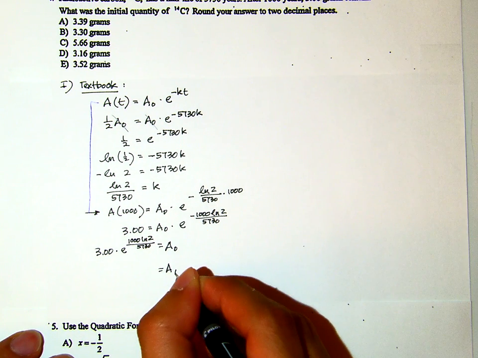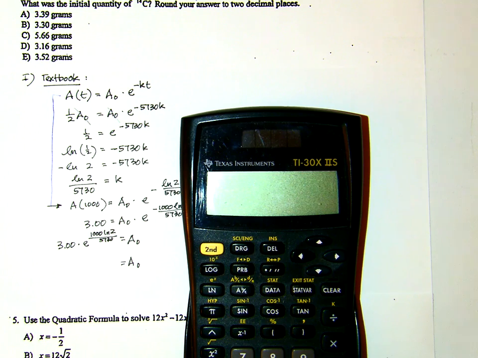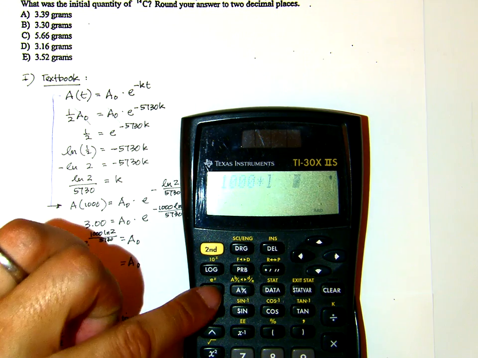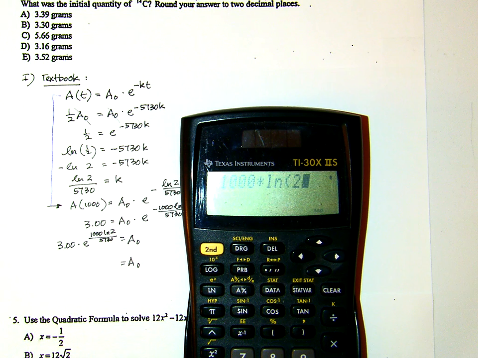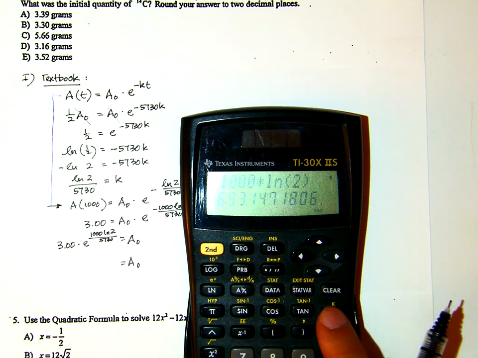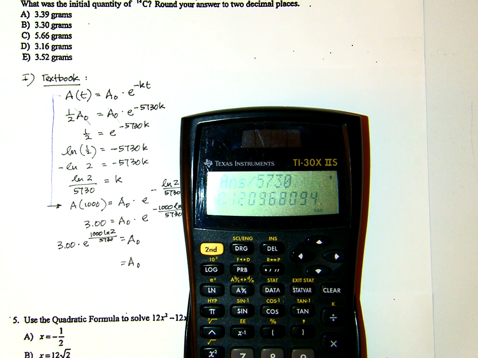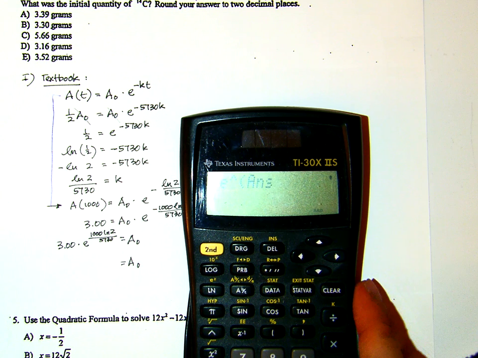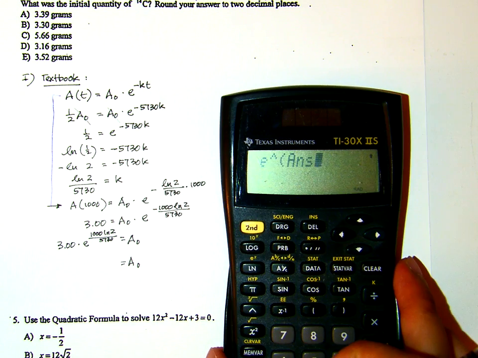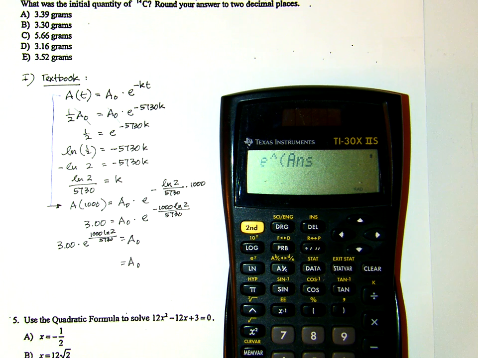Now this is the point where you will use the calculator. Take a look at the way I compute it. On the calculator, I will first compute 1,000 times ln2 and divide that by 5,730. Then take the exponent of that answer. So you see, by doing so I keep the memory. I think this one is better: use the memory without doing any rounding.